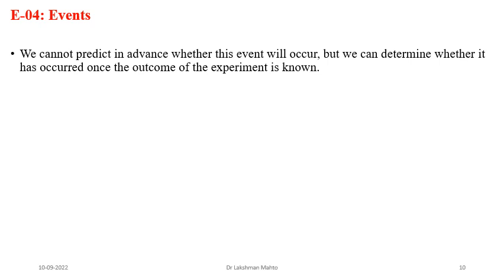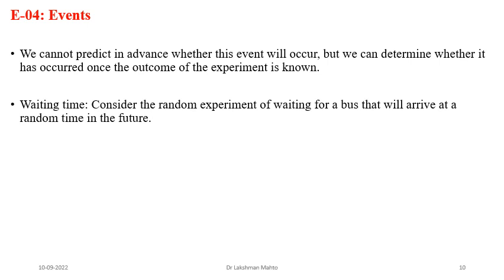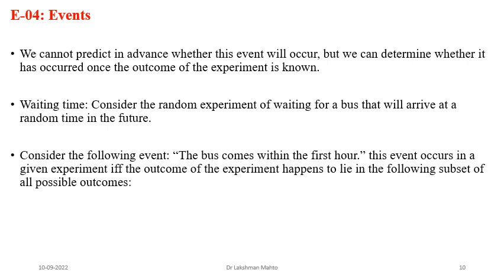So this is the second important basic concept of probability: the event. First is the sample space, which we discussed. Second is the event. Now another example we are taking: waiting time, waiting time for a bus. Consider the random experiment of waiting for a bus that will arrive at a random time in the future. Through some sentence we will introduce an event here. The sentence we are taking is: the bus comes within the first hour.